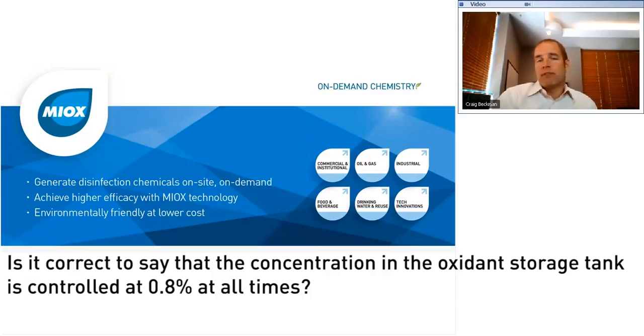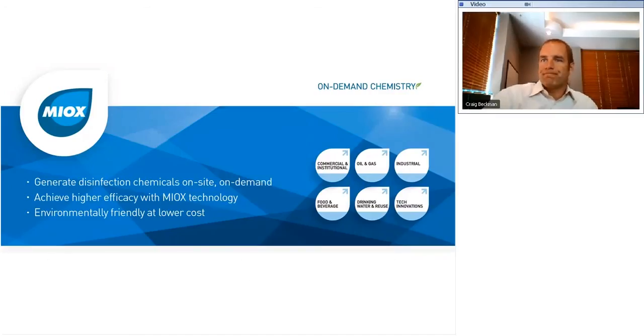Just as with industrial bleach, you get some degradation over time. But that is one of the big benefits of the on-site generation technology, ours or anybody else's. You can make and use the bleach product that you need on a daily basis. So as long as the system is designed right as far as how much oxidant is made and used each day, then yes, the tank would stay very close to that 0.8% output.